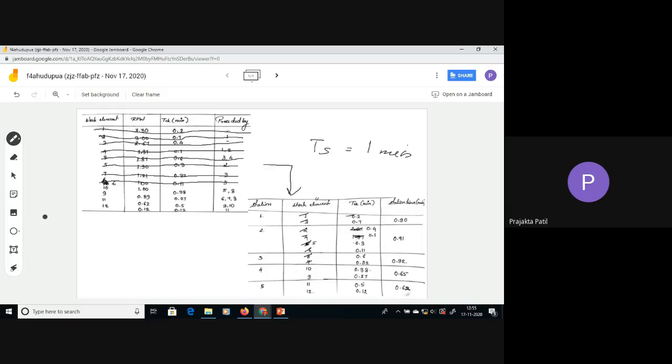Now let me go for station 4. Station 4 is here. Let me start with allocation. All of these on top are already allotted. So let me directly start with 10, because 0.38 is less than 1 minute, and the precedence of 5 and 8 is already allotted. So even this can be taken. So 10 is my allocation.